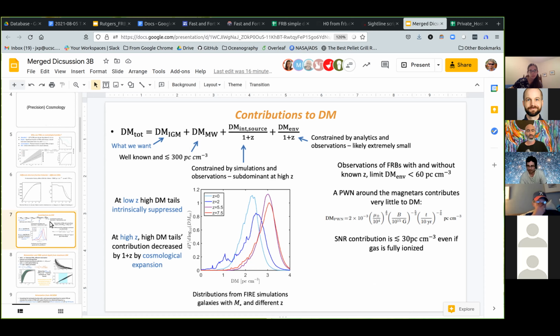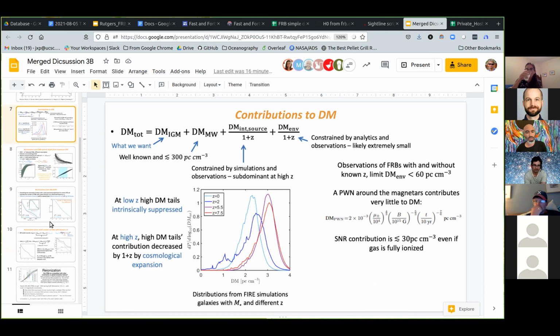And in particular, there's this suppression by a factor of 1+z due to cosmological expansion. So we looked at some cosmological simulations that have galaxies of different masses and different redshifts. You can see an example in this figure here. And although it's true that when you go to a higher redshift, the intrinsic contribution could be higher, this suppression by 1+z really makes a big difference. And at the end, we don't expect this factor to contribute much, maybe about 100 parsec per centimeter cubed or so in the relatively more extreme cases.